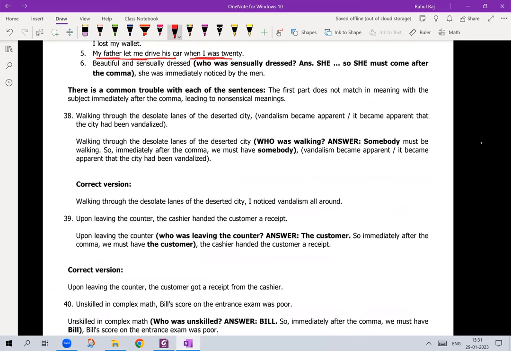Walking through the desolate lane of deserted city, vandalism became apparent, or it became apparent that city has been vandalized. The point is, when you say walking through the desolate lane of deserted city, who was walking should come after the comma. Be very sure. Modifier, whatever that modifier is trying to modify, the subject should be just after the comma. That's the first thing that you should be writing. So walking through the desolate lane of deserted city, this is gone, because who was walking, I don't know. It became apparent, this is also wrong. Somebody was walking. So you can say walking through the desolate lane of deserted city, I noticed vandalism all around. Not vandalism was noticed all around. It gives you a meaning that it was walking and vandalism was walking.